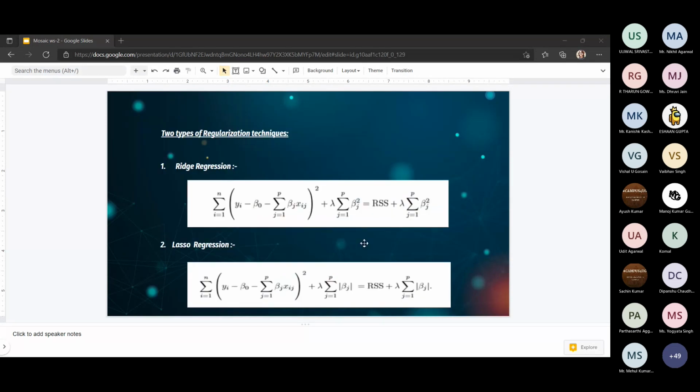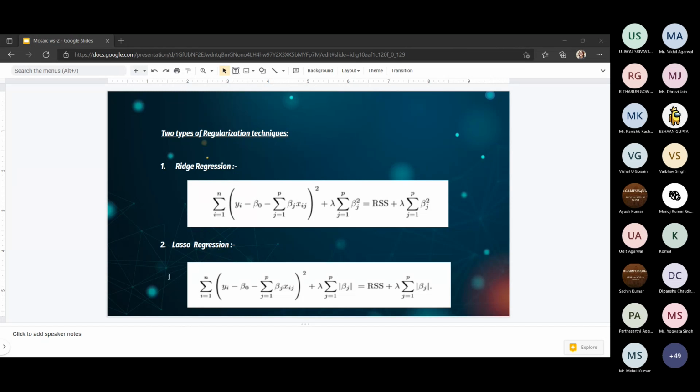Okay, now the last part is there are two types of regularization techniques. First one is ridge regression. It is also known as L2 norm or L2 regularization. Here it adds a penalty term which multiplies lambda with the squared weights of each individual feature. After adding the regularization term, our optimization function will become something like this.